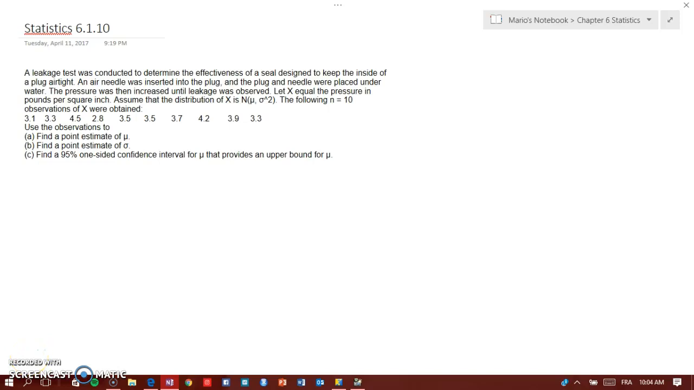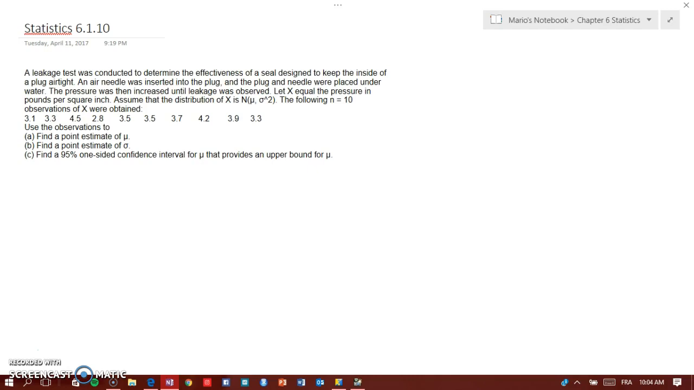Okay guys, so a leakage test was conducted to determine the effectiveness of a seal designed to keep the inside of a plug airtight. An air needle was inserted into the plug, and the plug and needle were placed under water. The pressure was then increased until leakage was observed.